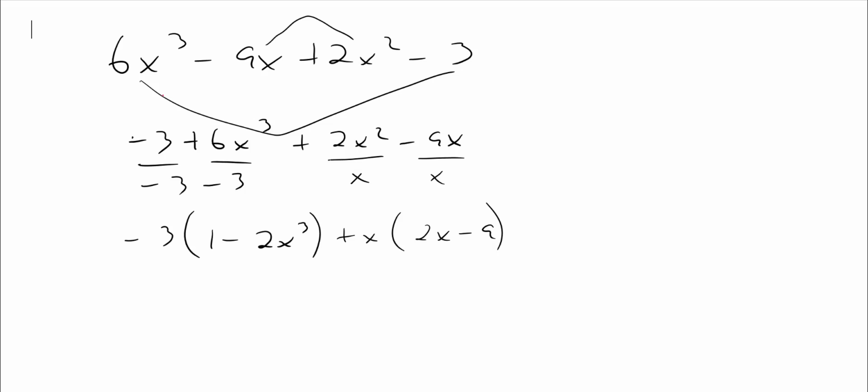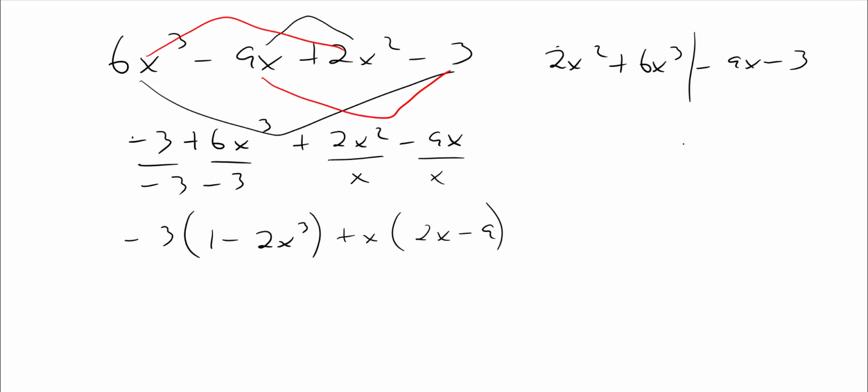How about we group this guy together with this guy? Because they have, see how this one is x cubed and x squared, and this is a 9 and 3. So let's do that on the side here. So it's going to be, and I'm going to put it in order, 2x squared plus 6x cubed, and then minus 9x minus 3. That's actually going to be a little bit nicer.